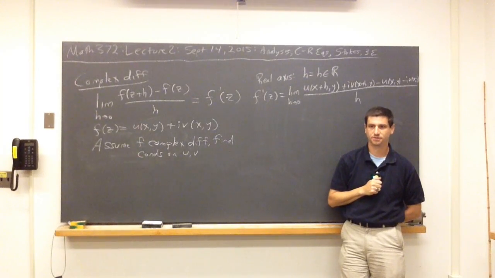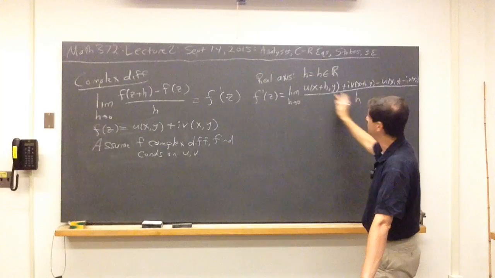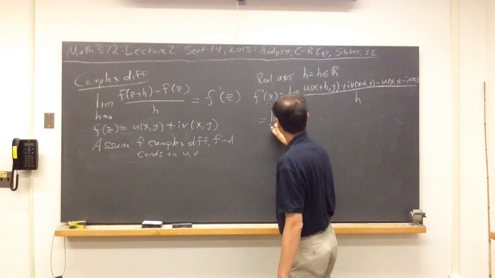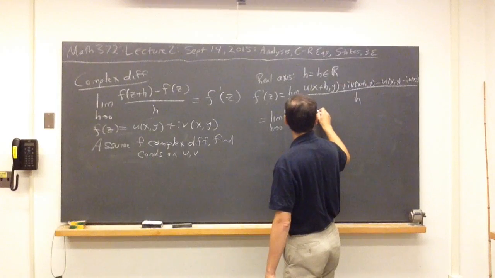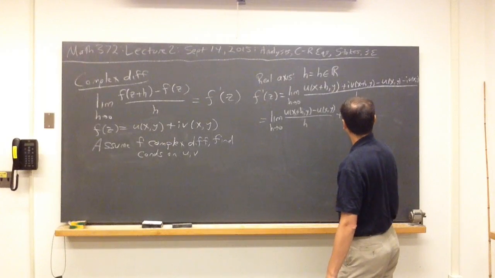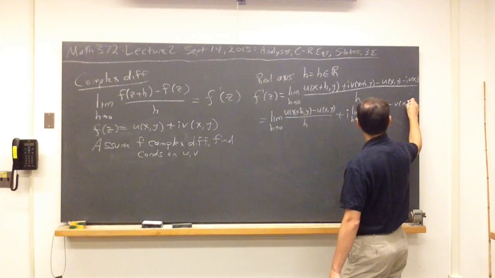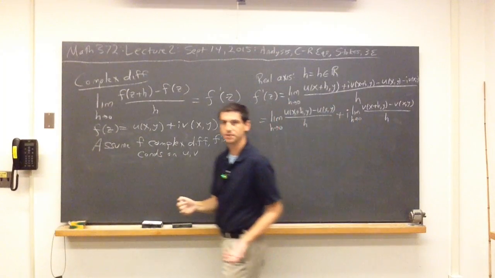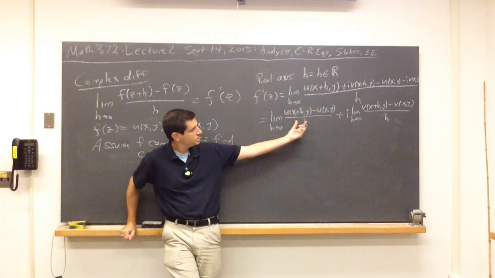All right, so how do we handle this limit? Split it up into the real part and the imaginary part. The limit exists. We'll group the reals together, we'll group the imaginaries together. And we'll get the limit as h goes to 0 of u of x plus h, y minus u of x y over h, plus i times the limit as h goes to 0 of v of x plus h, y minus v of x y over h. I'm just pulling out i from the limit, because the limit of a multiple is the multiple of the limit. All right, what's this limit now as h goes to 0?